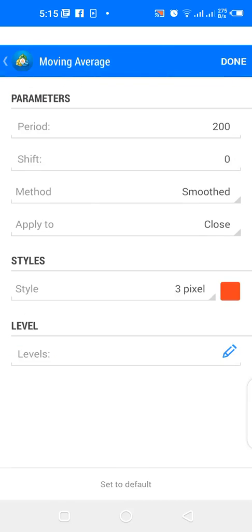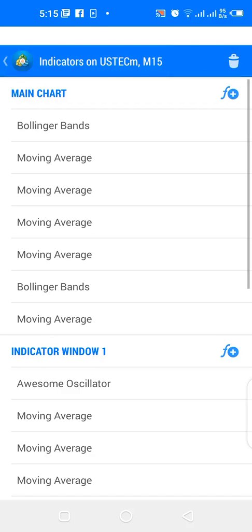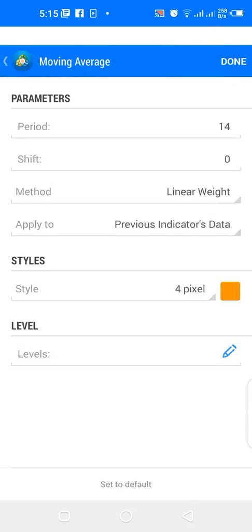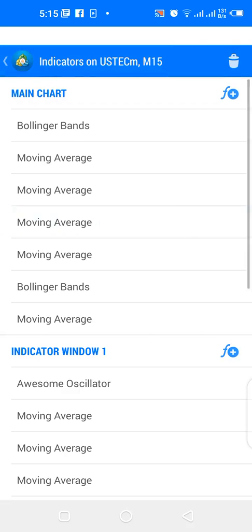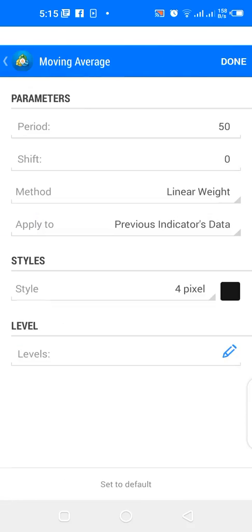Then you have a moving average, 200 period moving average. Shift is 0, method is smoothed, apply to close, and the color is red. Then you have a 14 period moving average. Method is linear weighted, apply to previous indicator's data, and the color is orange. Then you have a 50 period linear weighted, apply to previous indicator's data, and the color is black.